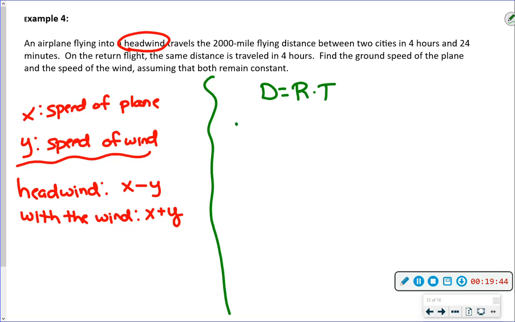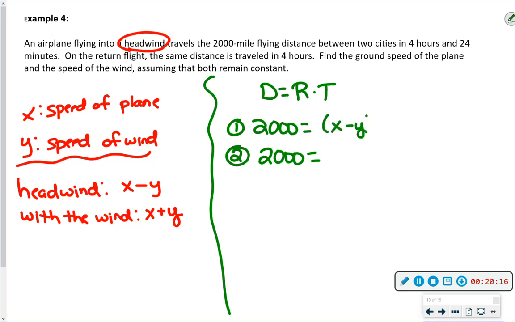All right, so I'm just going to label my equations so they look super fancy. Now, for both equations, easy question, what's the distance? 2,000. That doesn't change. The way there, the way home, you go 2,000 miles. Okay, rate. I'm going in order of how you're flying. You're in the headwind first on the way there. So my speed with the headwind, where it slows you down, I'm going to use x minus y. And the time for that is 4 hours, 24 minutes.